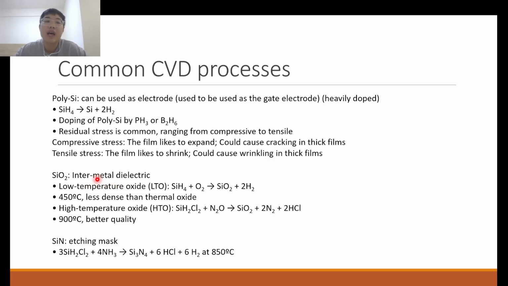Okay. Another kind of material that's often deposited is silicon dioxide. It's often used as an intermetal or interlayer dielectric. So it can be achieved through the reaction of silane with oxygen. It can also be achieved through the reaction of dichlorosilane with your N2O gas. So in the second case, actually, we are able to obtain a better quality oxide being deposited at a higher temperature. So the third kind of material that's commonly deposited with CVD is your nitride, your silicon nitride.